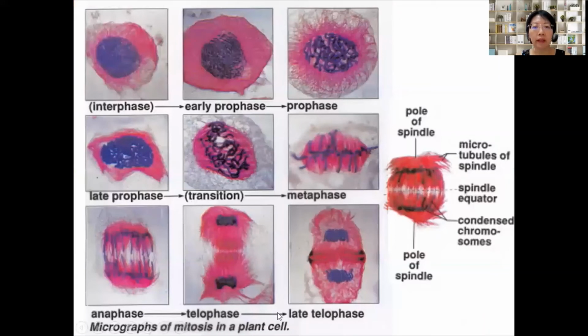So here, this is a diagram to show you the different stages of mitosis. And interestingly, they say that this is in a plant cell. But we cannot see the cell wall because the slide has been processed in a way where the cell walls are digested away. So there's no more cell wall there.